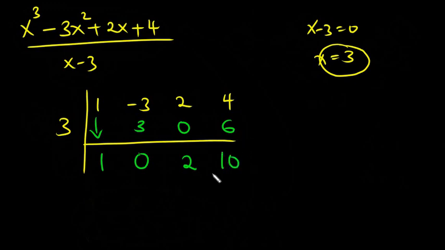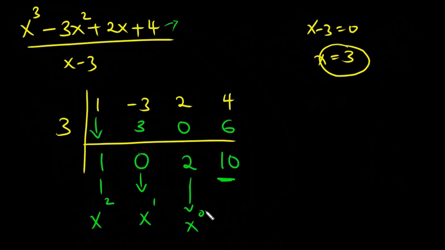So you see, for this example, we don't have 0 as the last term here. For the other examples, we had 0 as our last term, but for this case we don't have 0, we have 10. So this means that x minus 3 is not a factor of this polynomial. So there's a remainder, and our remainder is 10. So this is going to be the coefficient of x squared, the coefficient of x to the power 1, the coefficient of x to the power 0.